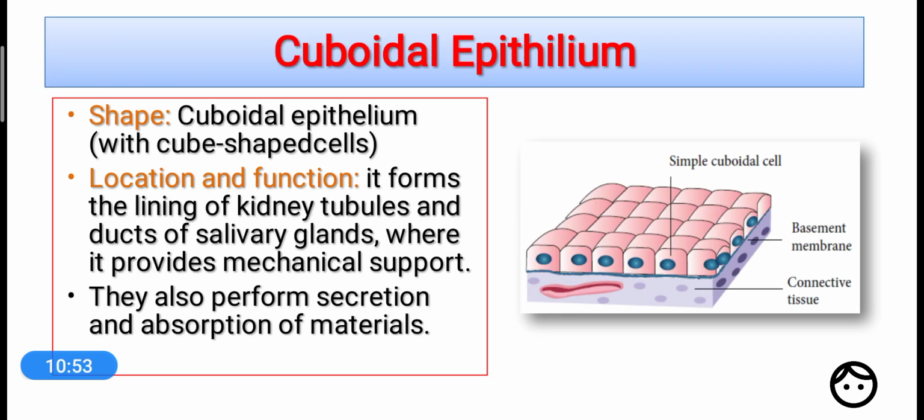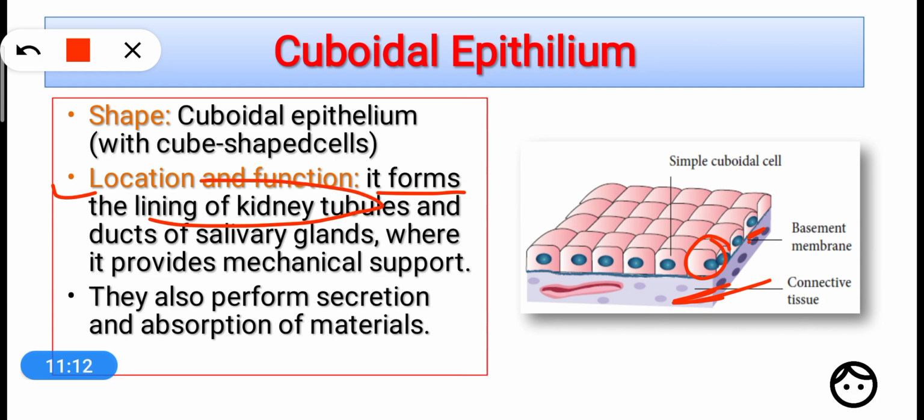Okay, let's talk about cuboidal epithelium. The shape of the cells is cube like, here you can see, and they are resting on a basement membrane. This one is the basement membrane, and this is the connective tissue below it. Okay, let's talk about the location and function. It forms the lining of kidney tubules and ducts of salivary glands. So dear students, the kidney is made up of a large number of tubules known as nephrons. So the lining or internal wall of the kidney tubules is made up of cuboidal epithelium.